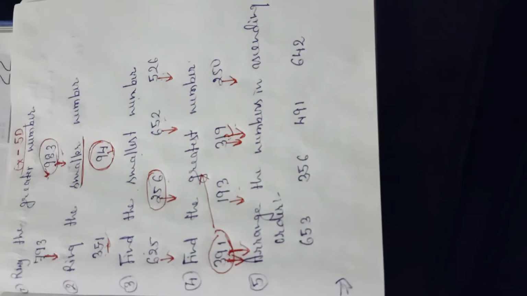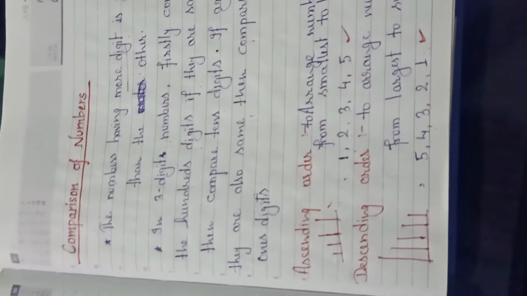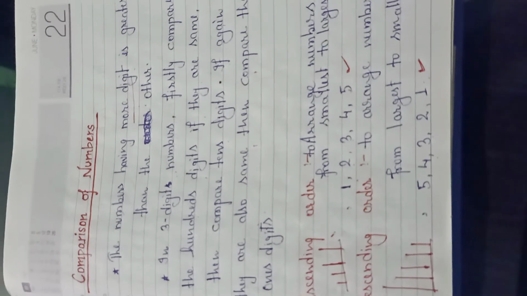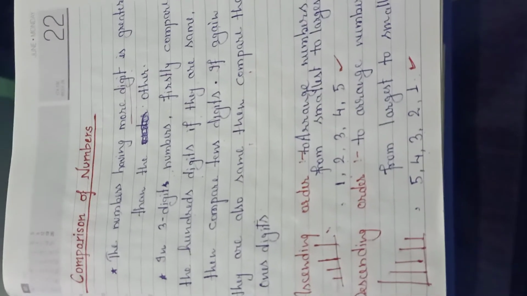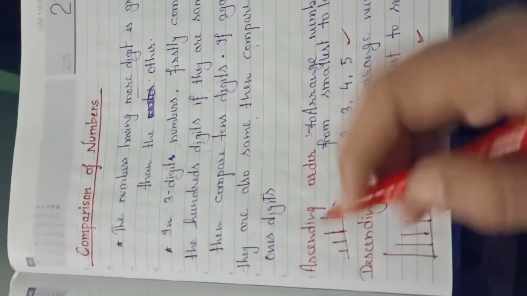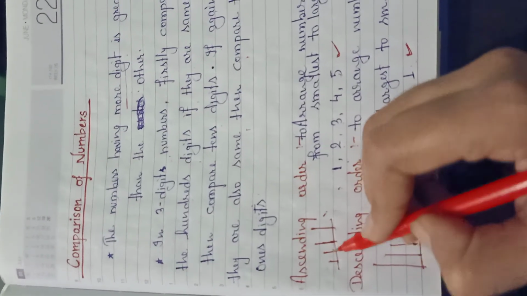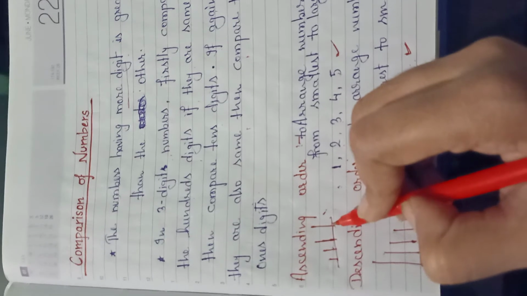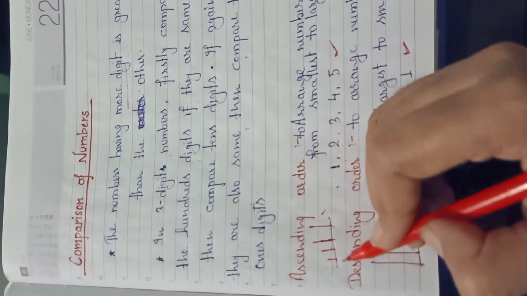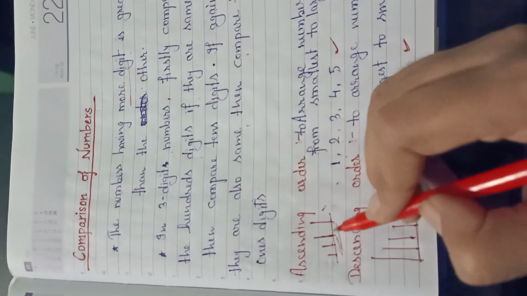Okay. Now arrange the numbers in ascending order. What is ascending order and descending order? When we are arranging numbers from smaller to bigger, smallest to greatest, that arrangement is called ascending order. It means the first number should be smallest, then bigger, bigger, and the last is the biggest, largest. This arrangement of numbers is called ascending order.